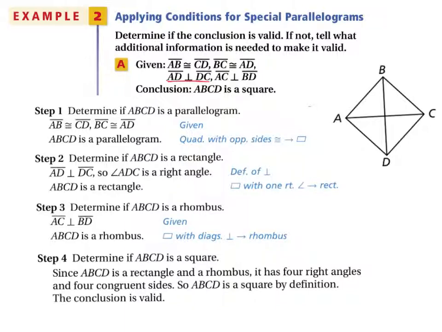So finally, to determine if it's a square, since ABCD is a rectangle and a rhombus, that means it has 4 right angles and 4 congruent sides. That's why we did that. A rectangle says we have 4 right angles. A rhombus says we have 4 congruent sides. So put together, we know that ABCD is a square by definition, and therefore the conclusion is valid.